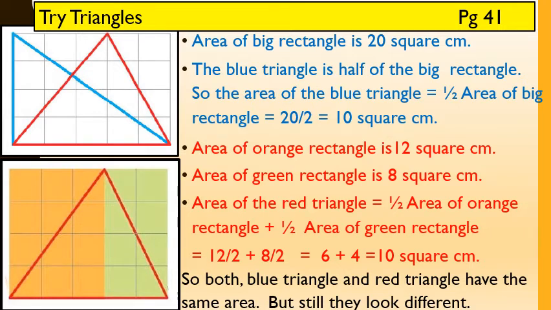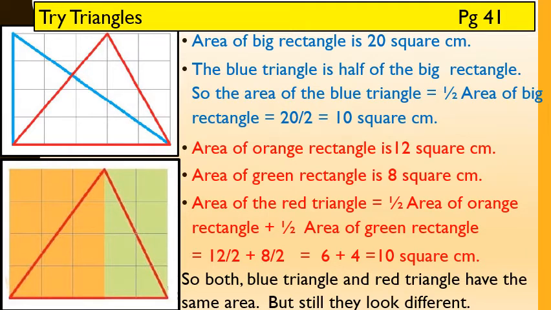Green rectangle occupies total 8 squares. So area of green rectangle is 8 square centimeter. Red triangle divides orange rectangle into half and green rectangle into half. So area of red triangle is half the area of orange rectangle plus half the area of green rectangle.